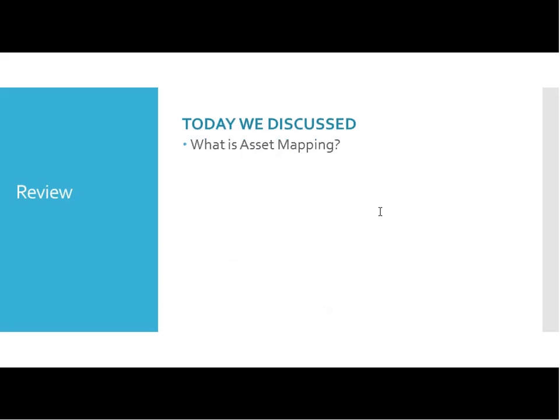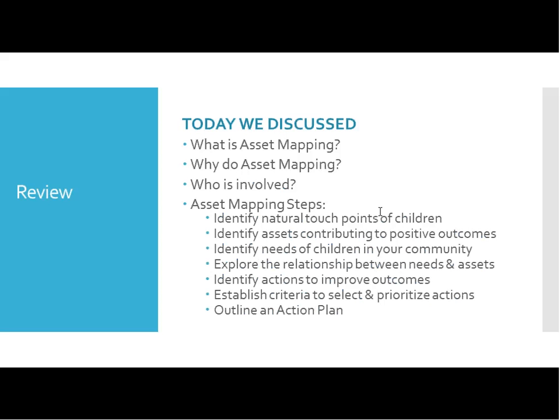So today what we discussed is we talked about what asset mapping is, and then we talked a little about why you do it, and who should be involved. And then we outlined some asset mapping steps that start with identifying natural touch points of children, identify assets contributing to positive outcomes, identify the needs of children in your community, and then explore the relationship between those needs and assets, and then identified actions to improve outcomes, and then established criteria to select and prioritize actions that will inform and outline your action plan.